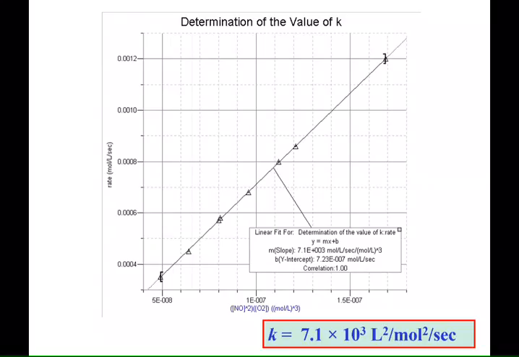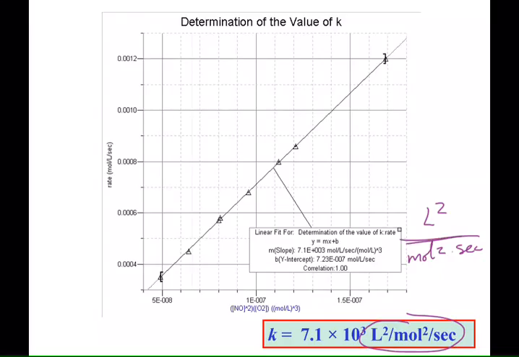But one last thing I want to revisit. Oh, before I go. Okay, so from here, correlation looks great. Correlation coefficient looks great. Slope is 7.1 times 10 to the third. Now, slope is equal to K. That's easy enough said, but I'm going to have to revisit the units. The units here are liters squared per mole squared per second.